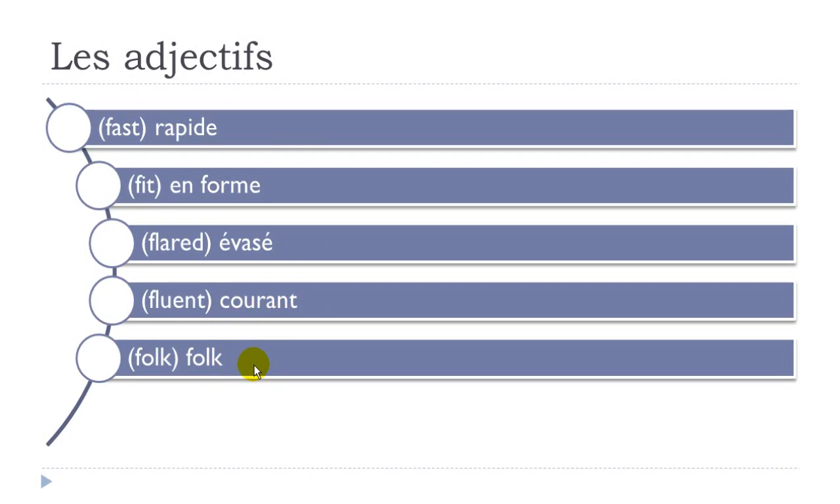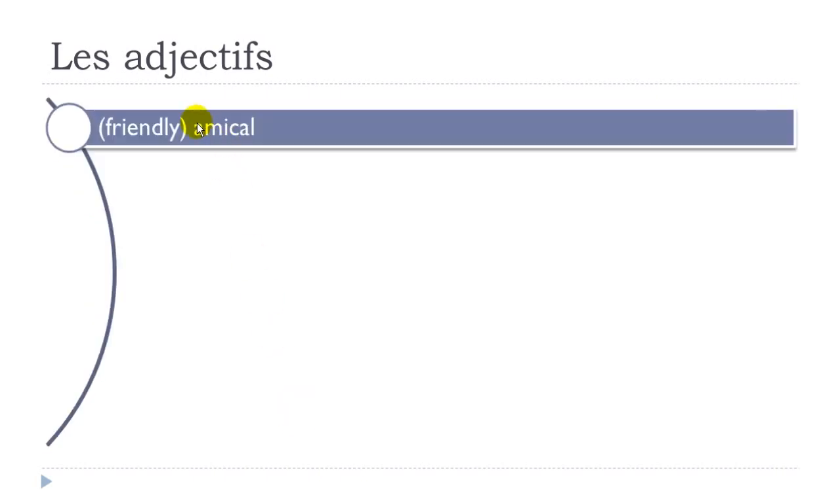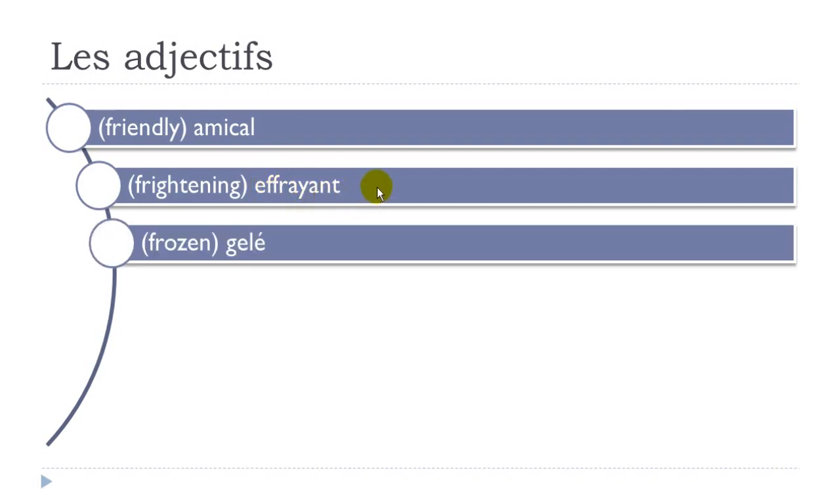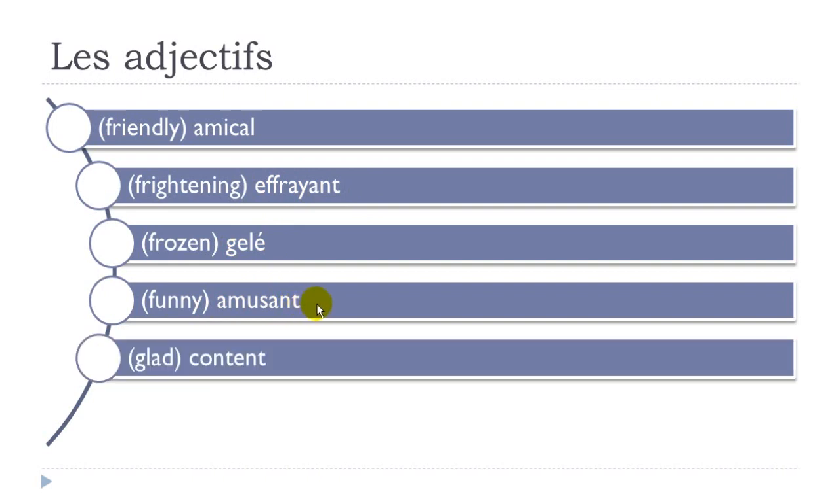Folk. Fragile. Okay, final E not pronounced, and then when you get this G and I, J. Fragile. Amical. Effrayant. Okay, so final T not pronounced, and then you get effrayant. Gelé. Amusant. Final T not pronounced. Content. Final T not pronounced, so E-N, en as well. Content.